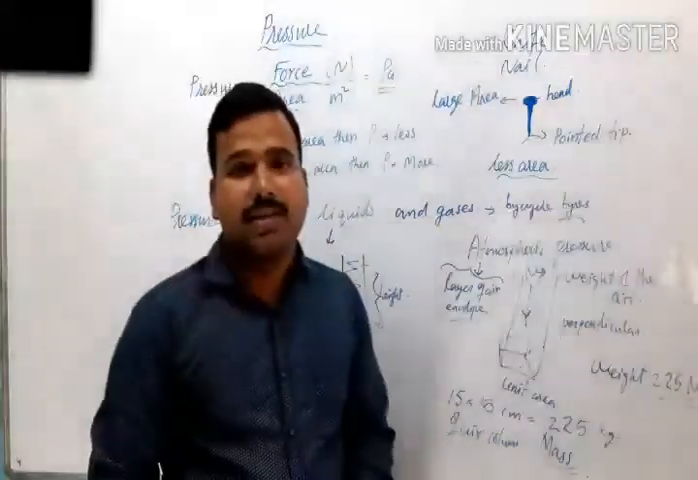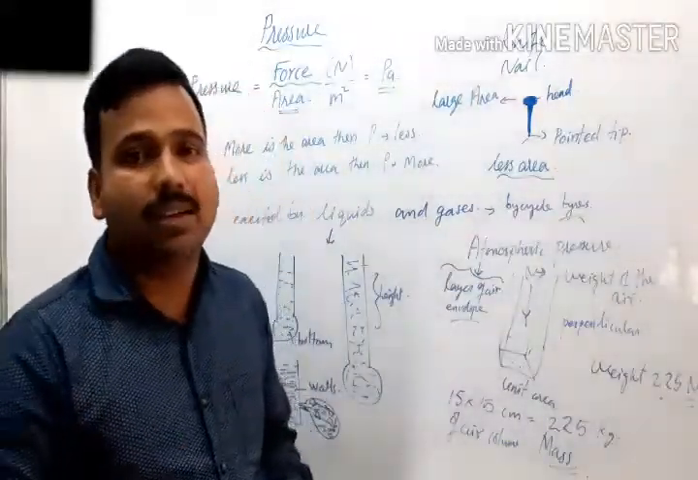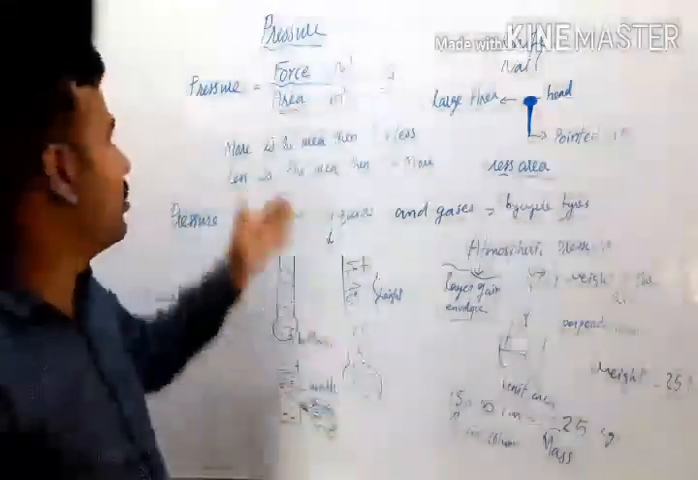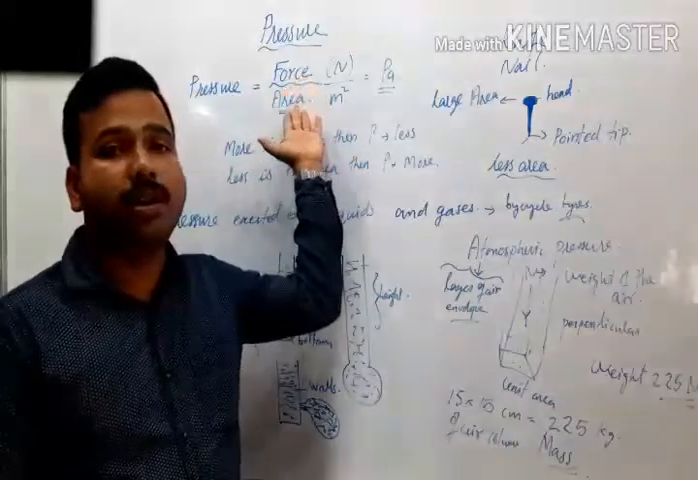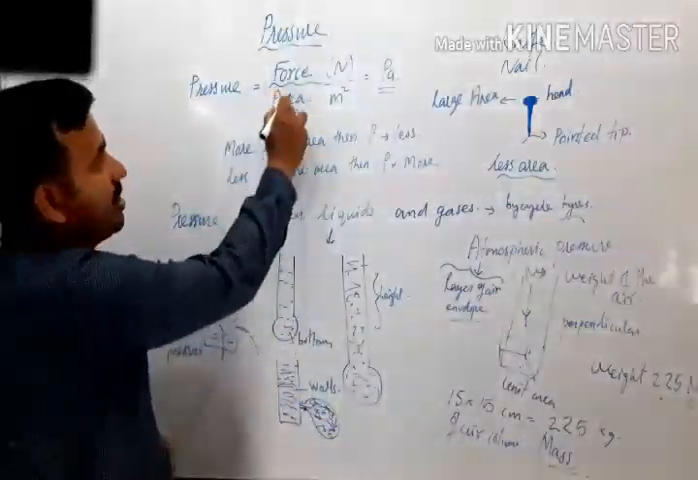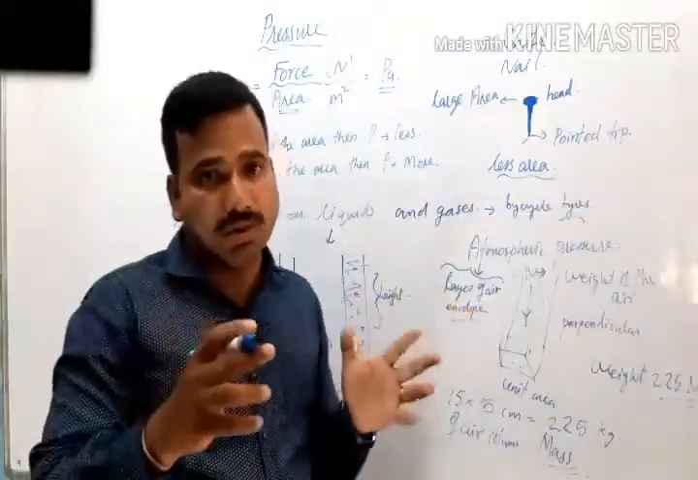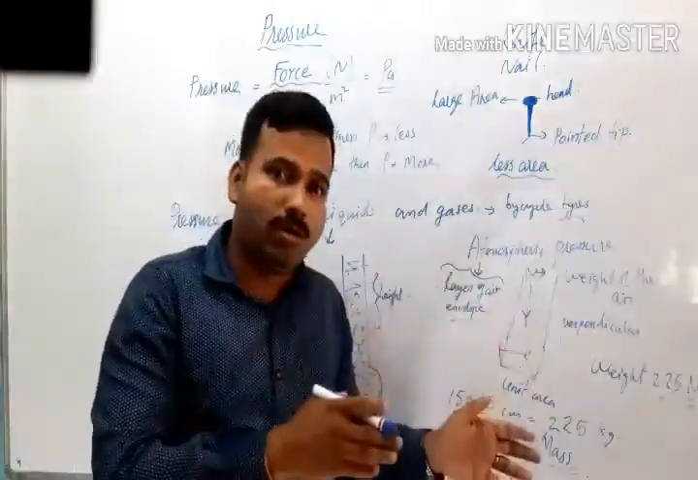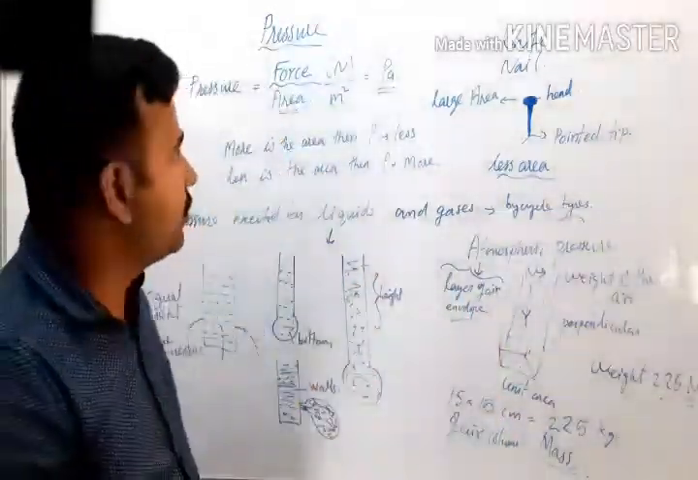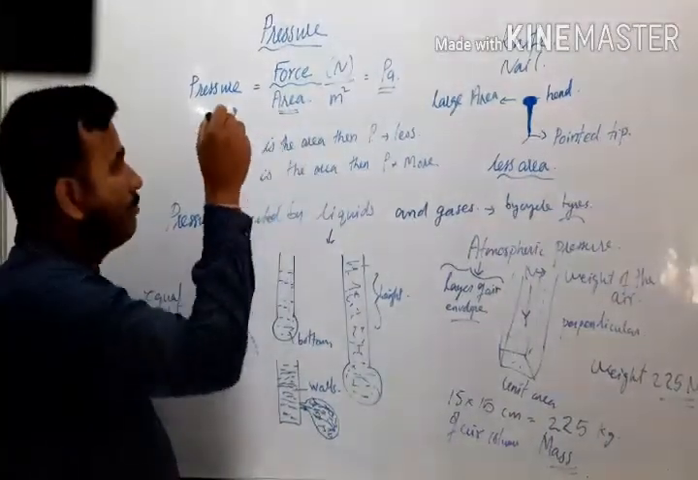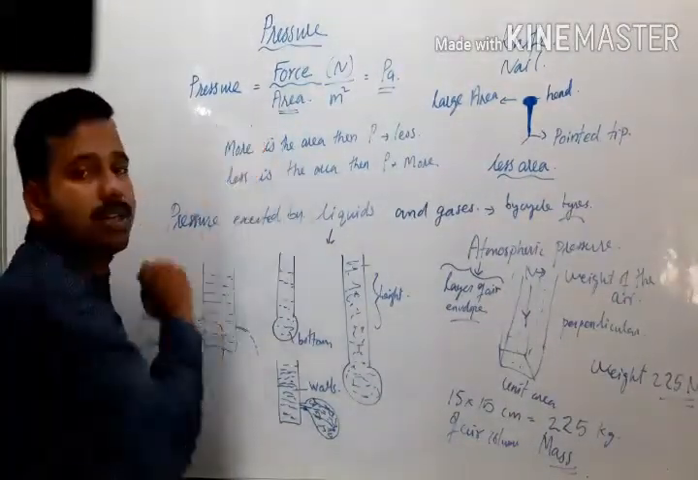So first let us see what is the definition of pressure. Pressure we can define as the force per unit area. The force per unit area is known as pressure. We already defined what we mean by a force. Force is defined as the push or pull on an object. Here we are considering the forces that are acting perpendicular to the surface.